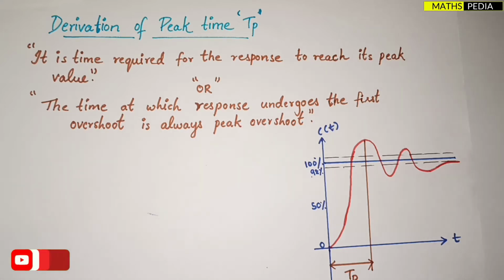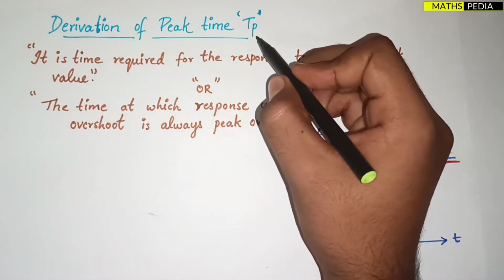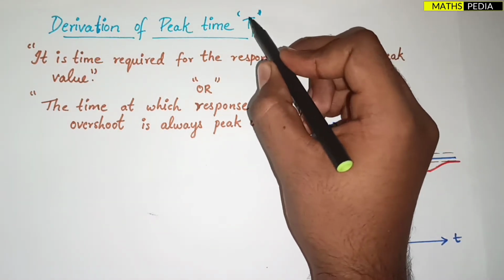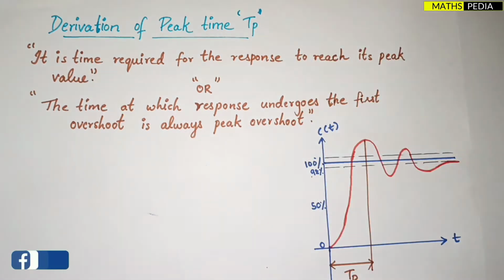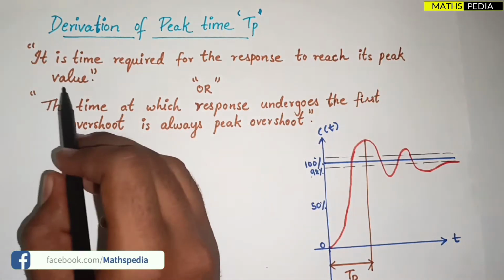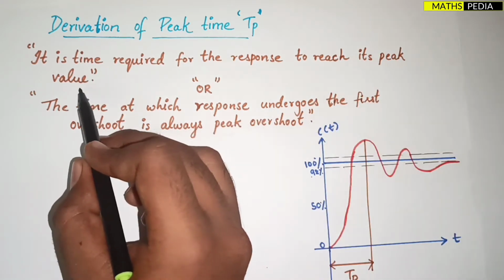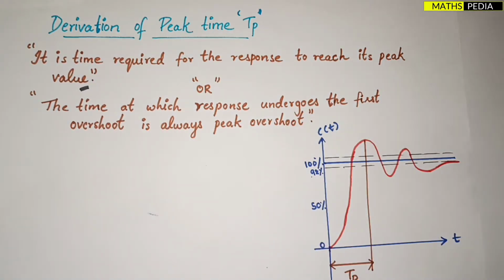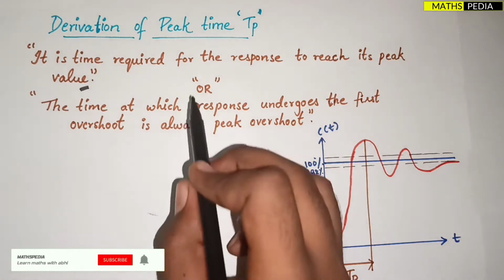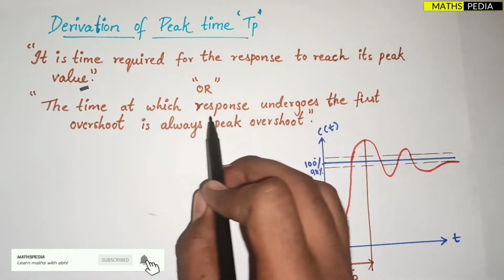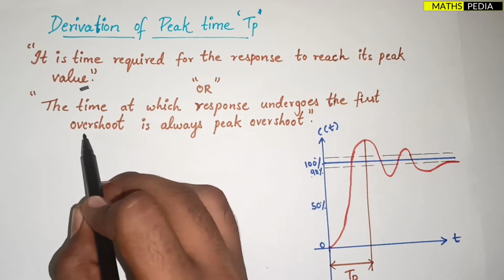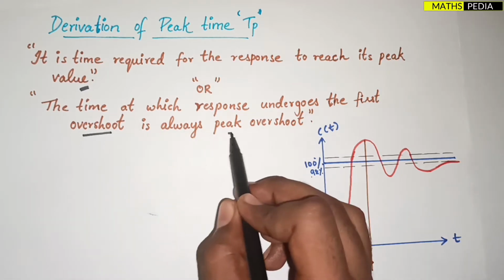Hello guys, in this video we are going to discuss the derivation of peak time. Peak time is denoted by capital T, small p, TP. Let us see the definition first. It is the time required for the response to reach its peak value, or in other words, the time at which a response undergoes the first overshoot, and it is always a peak overshoot.